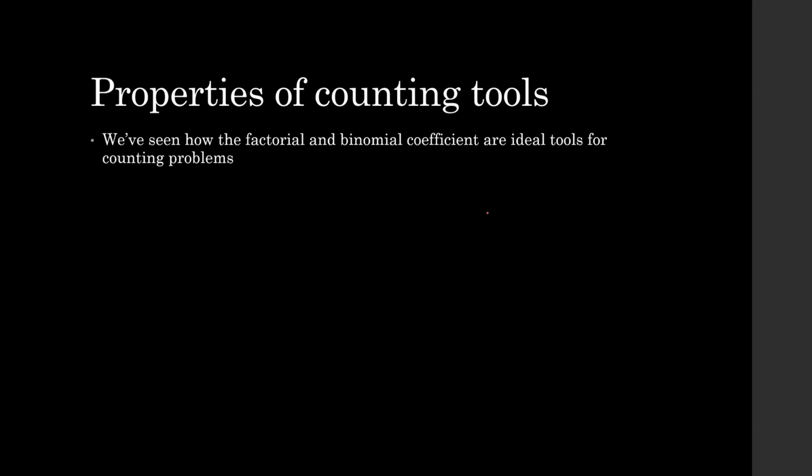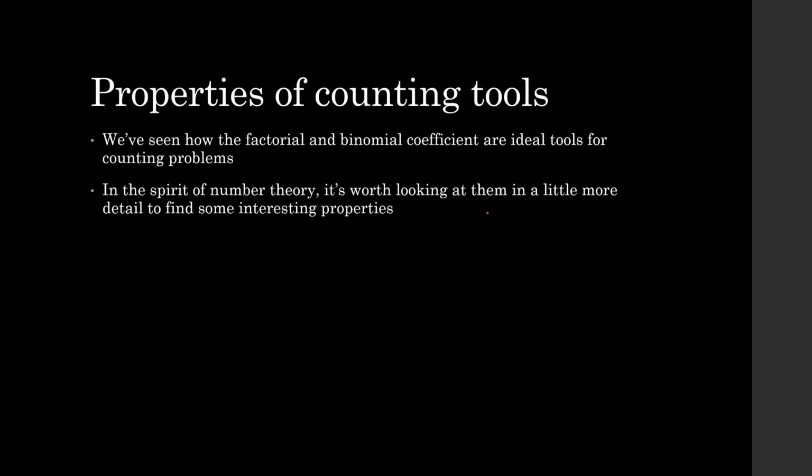Alright, so in the last two videos we talked about counting tools for combinatorics. And so, in this video we're going to talk about properties of these numbers, in the spirit of number theory. So we've seen the factorial, we've seen the binomial coefficients, these are ideal tools for counting problems, and so now we want to look at properties of them. So we're going to start with prime numbers.